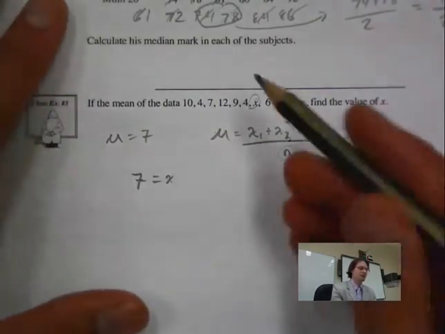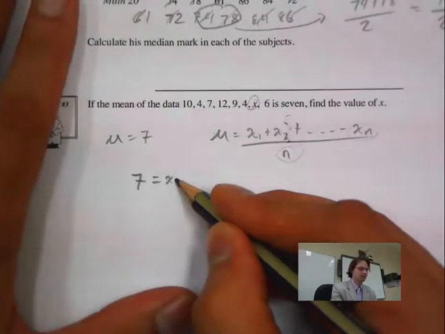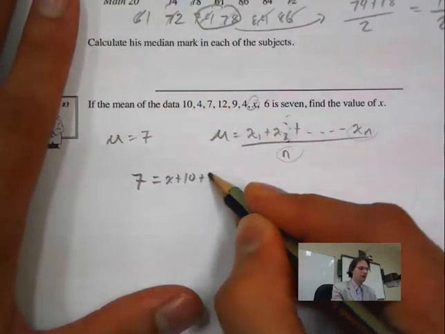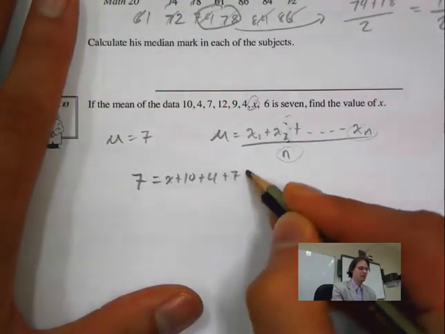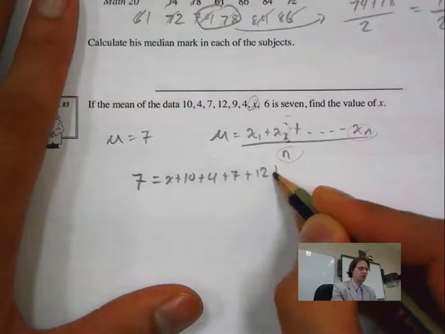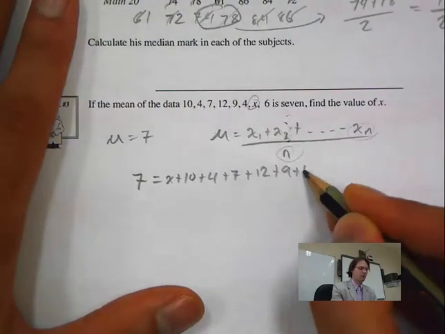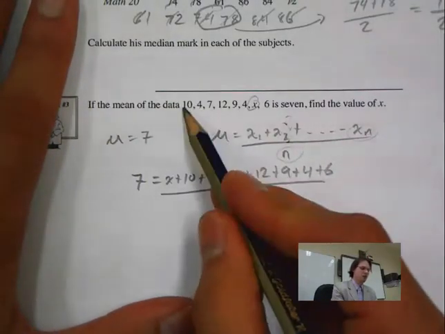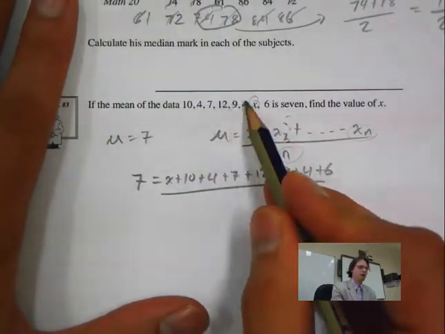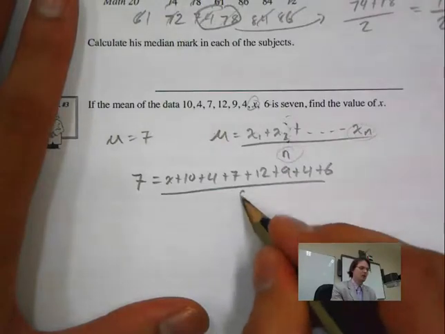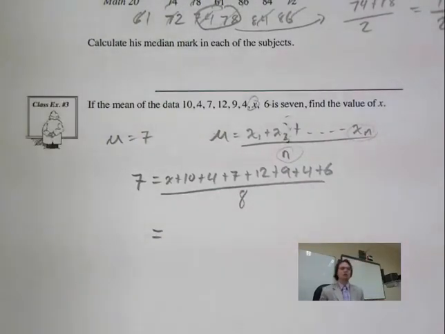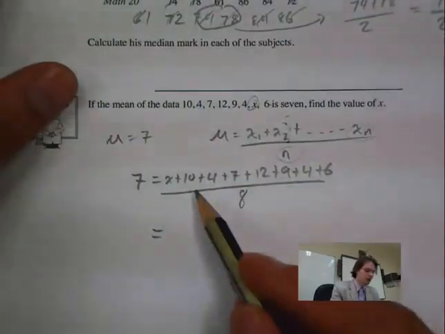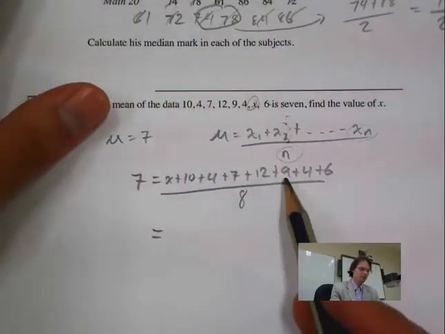So 7 is equal to x plus 10 plus 4 plus 7 plus 12 plus 9 plus 4 plus 6, all divided by, how many numbers are there? 1, 2, 3, 4, 5, 6, 7, 8. All divided by 8. So we have to add all these up now.